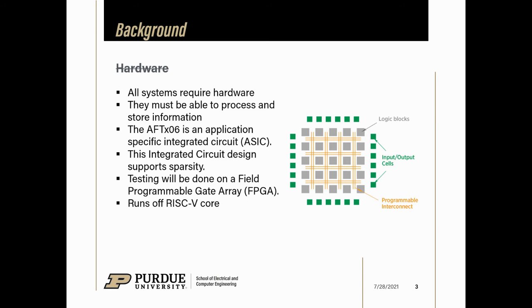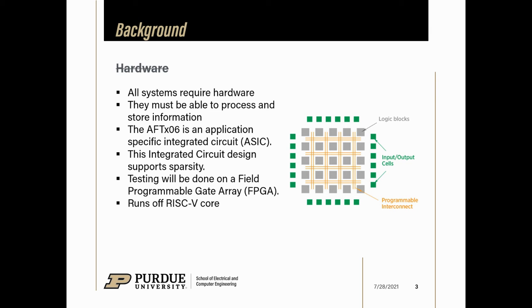Now, the AFTx06 is an application-specific integrated circuit, or ASIC. This integrated circuit design supports sparsity. However, testing will be done on a field programmable gate array, or FPGA. The FPGA is a chip with reprogrammable logic, which is ideal for testing if we decide to change the design, as we can reprogram the chip without having to order a new one.